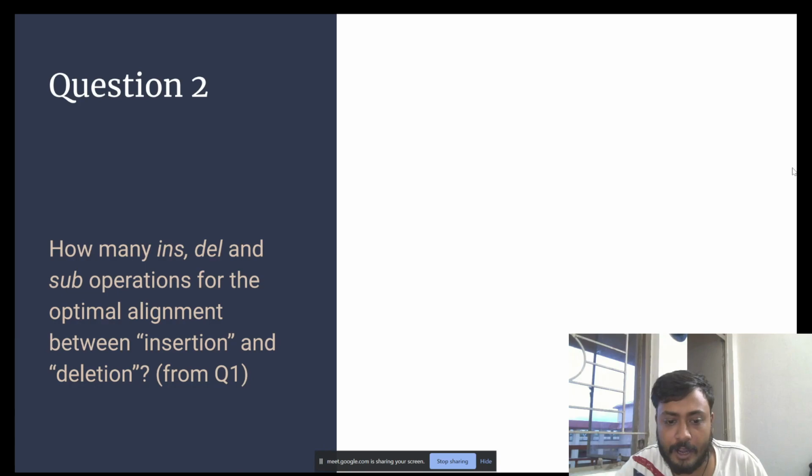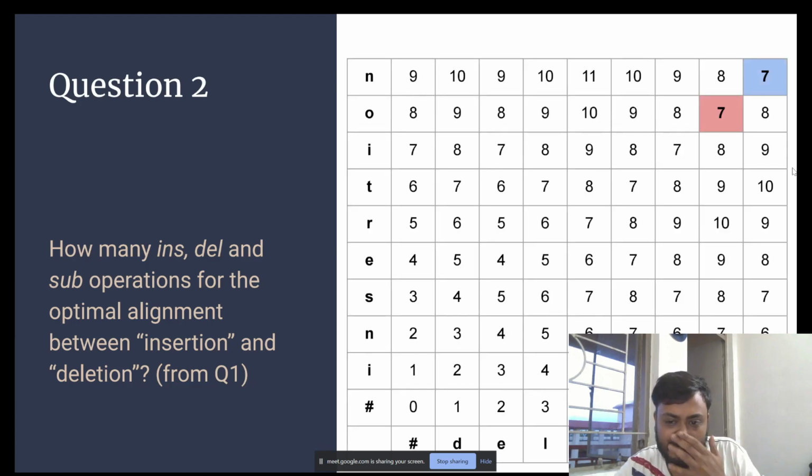So, if you know that this can be calculated from the previous table itself, let us discuss how to do that. As you can see, this is the table over here.